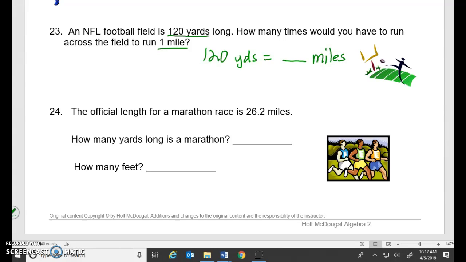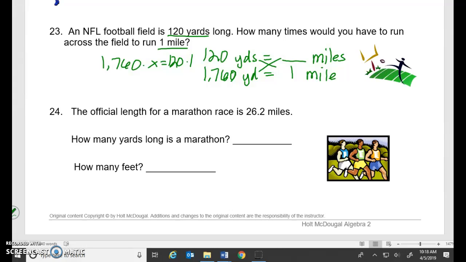Okay, how many yards equals how many miles on your reference sheet? 1,760 yards. Is that correct, Rhett? Okay. Equals 1 mile. And now I'm going to do my cross multiplication. Okay? So I'm going to have 1,760 times x equals 120 times 1.